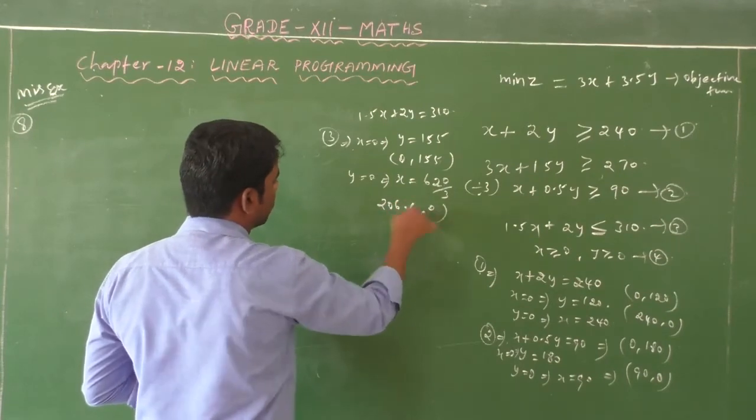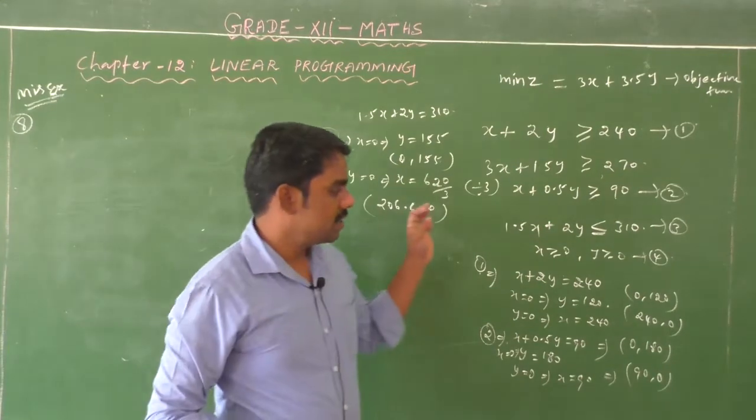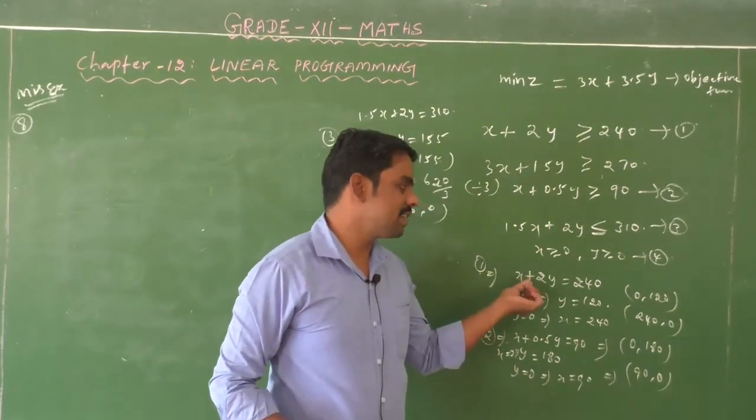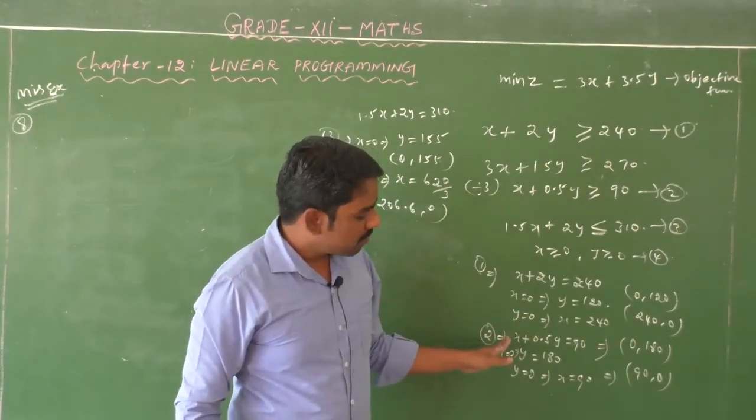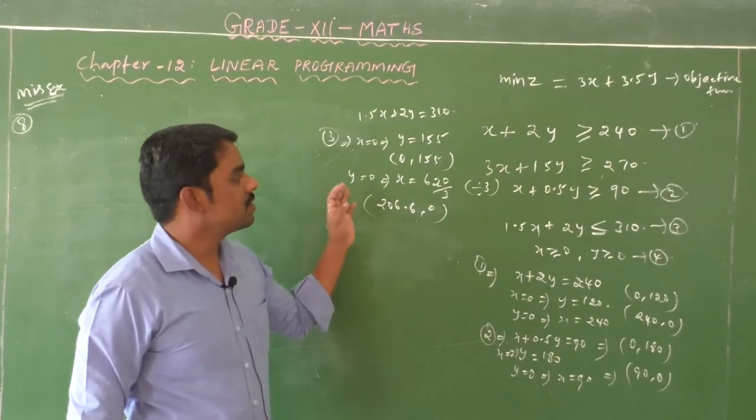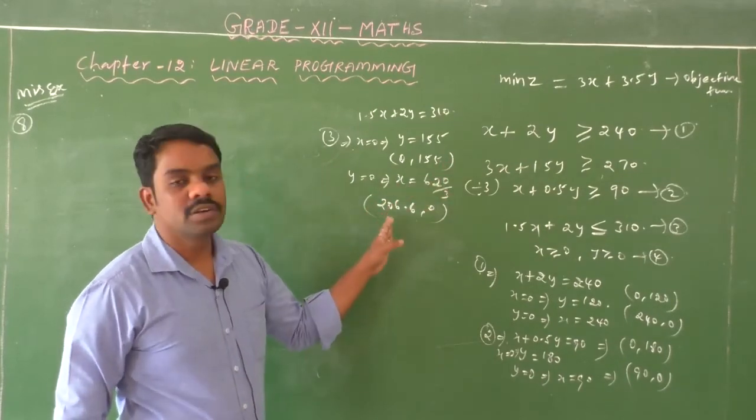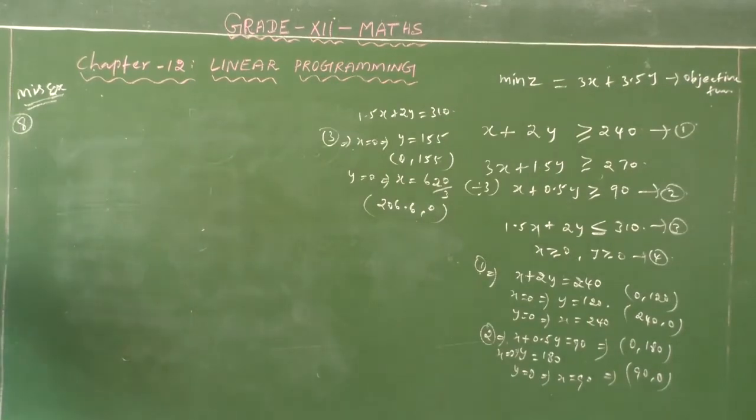(206.6, 0). So listen students, the given constraints consider lines. The first line passes through (0, 120) and (240, 0), the second line passes through (0, 180) and (90, 0), and the third line passes through (0, 155) and (206.6, 0). Right, listen, plot these points.